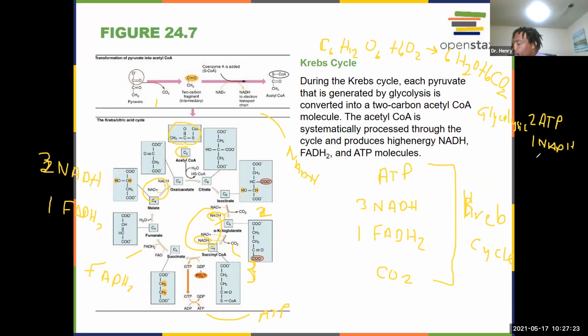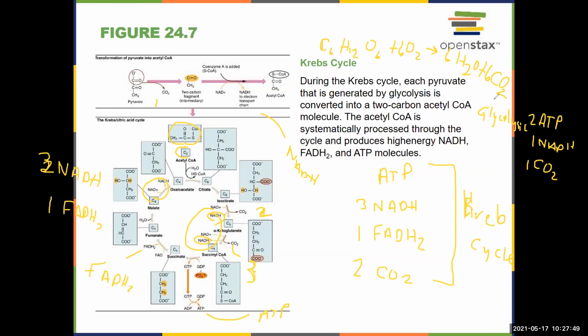Then before we go into here, we have the CO2 that's being generated. So we have 1 CO2. So now remember 1, 2, this is 2 CO2 here. So now we accounted for 2 CO2s. Now at the end of the day, we should end up with 6 carbon dioxides, right? Is that true? Yes. Okay, so let's think about that.